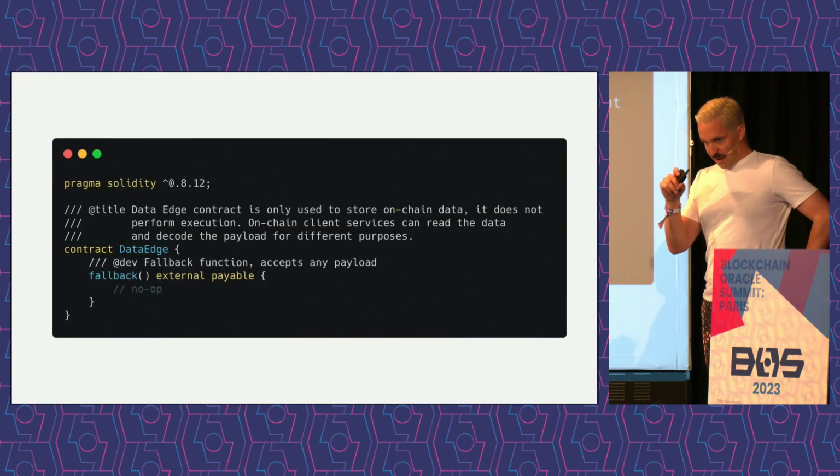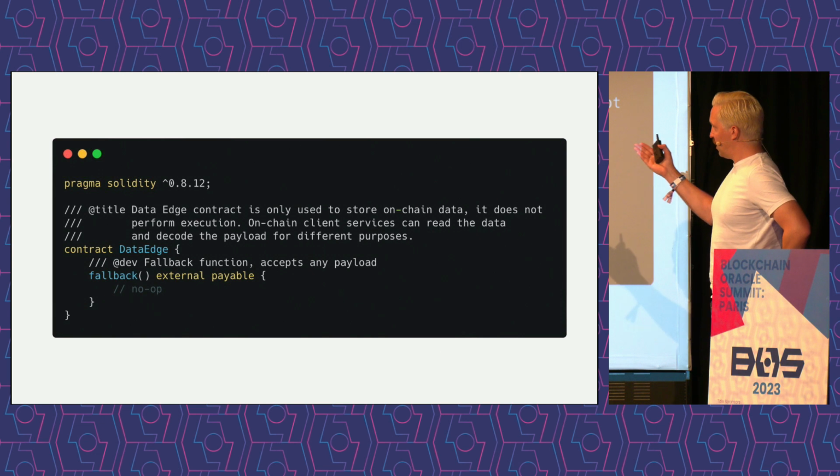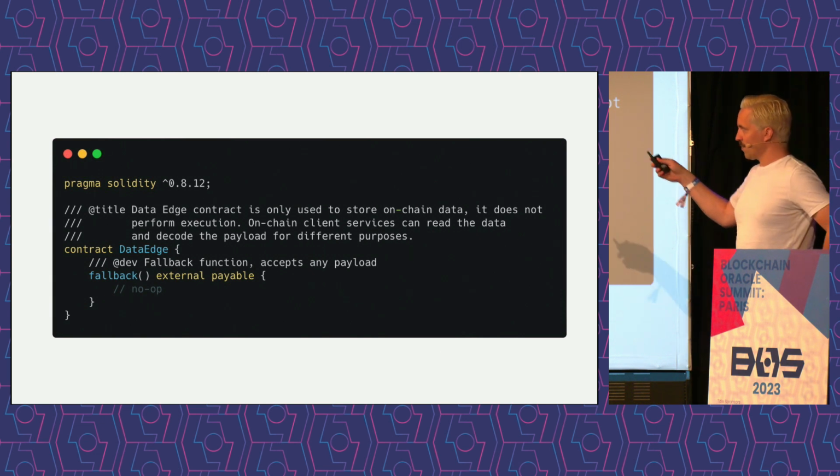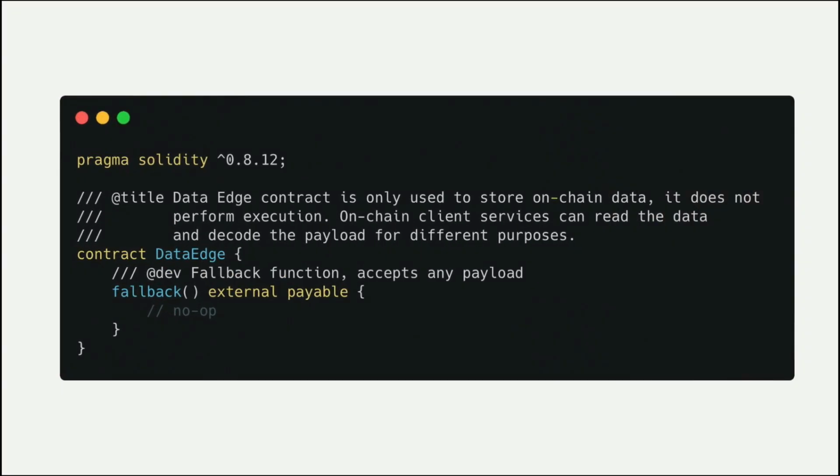And the code actually in Solidity to facilitate this is like this. It's basically, we have a contract, it's called the data edge. There is a specification about the data edge. You can read it in the GIP. I will later on also link the slides.